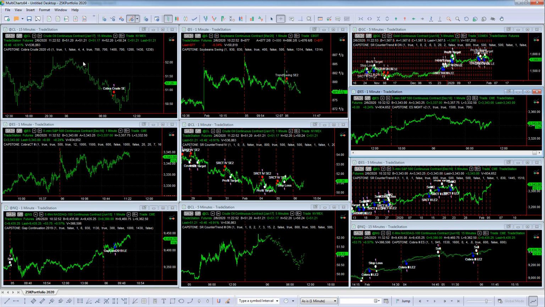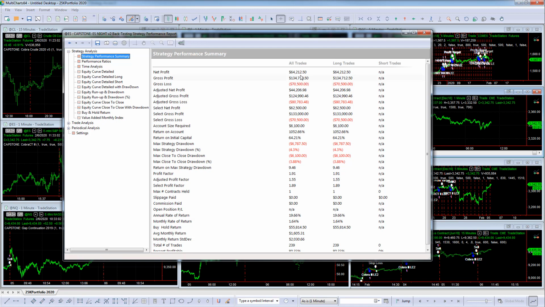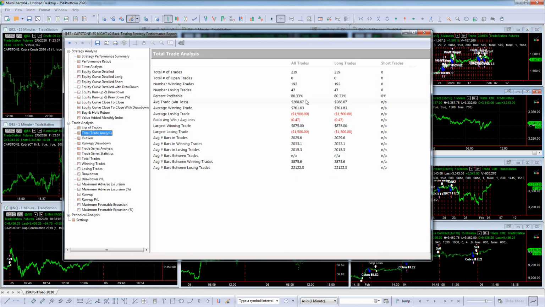Let's look at Night Trader, one of our top strategies. It's long only, holds positions overnight. And here is the equity curve with the drawdown. Here is the total net profit for this time period, and the total trade analysis is 268. Very robust, very fat average trade profit, and it does hold positions overnight.